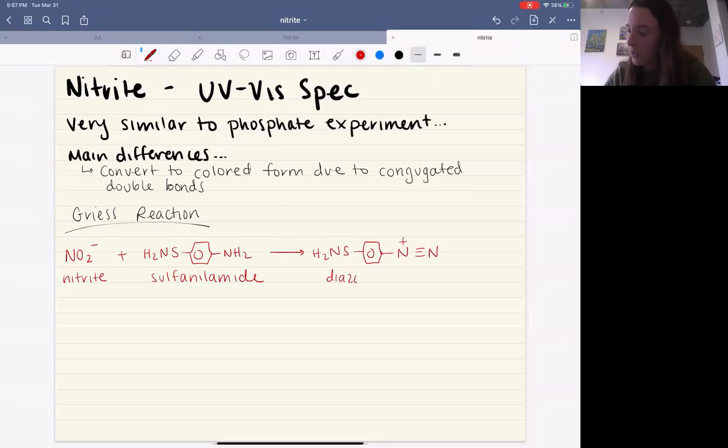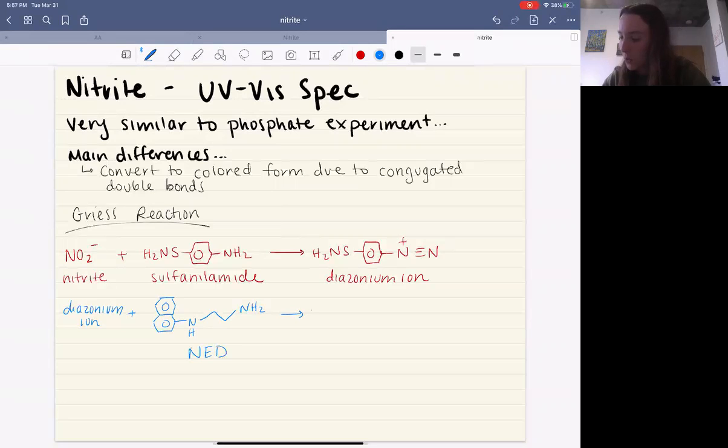Okay, diazonium. And the next step is to take that product, that diazonium ion, and we're going to react it with NED, which is just an abbreviation for a very long organic chemistry name. Okay, this is NED. And the product of that is going to be this compound that has lots of conjugated bonds and will be pink, meaning it absorbs in the UV visible.